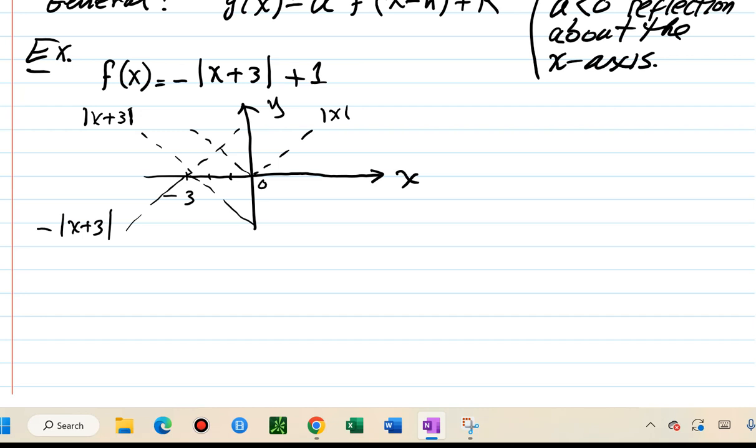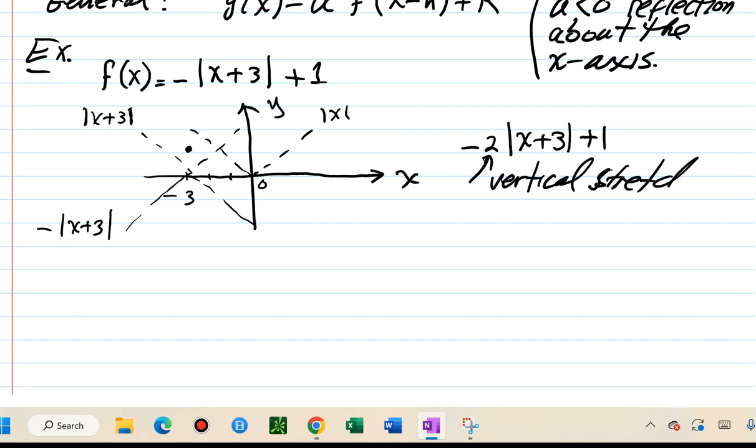There is no compression or stretch, vertical stretch, because there is no number outside of the absolute value other than the negative 1, but I'm thinking absolute value of negative 1. So there you go. If this was, for example, negative 2 absolute value x plus 3 plus 1, now there is a vertical stretch, right, by a factor of 2. If that number was negative 1/3, there's going to be a vertical compression by a factor of 3.